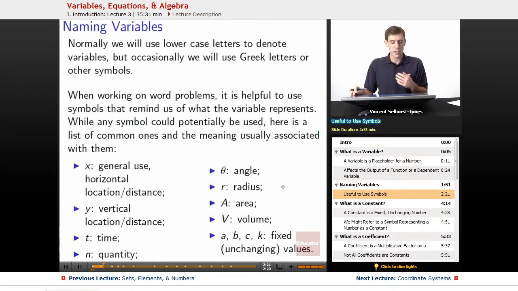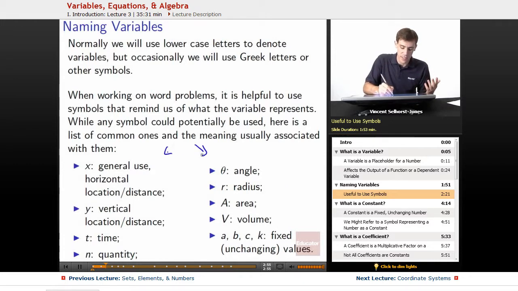Here we go. Any symbol could potentially be used for any meaning at all. We could make a smiley face, and I sometimes do use a smiley face to represent a number, but a smiley face is a little bit harder to draw than x, so we tend to use letters that we're used to drawing. Anything could potentially be used for anything else, but here's a list of common symbols used and the meaning we normally associate with them. Occasionally we'll have different meanings associated with them depending on the problem. We might use y to talk about the number of yaks at a farm, but generally we're going to use them as we see right here.